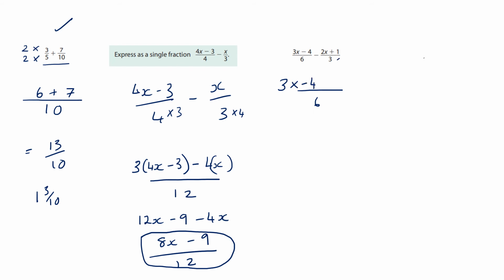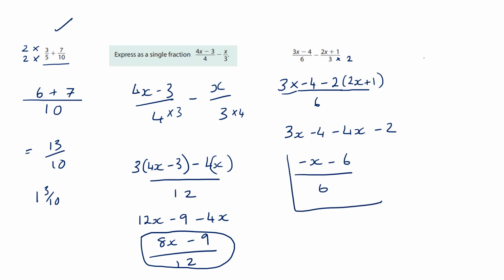With this one, to turn thirds into sixths, we have to multiply by 2, so we're going to have to multiply the top by 2 as well. So we multiply 2 by 2x plus 1. On our next line, we're going to get 3x minus 4 minus 4x minus 2. I'm going to tidy them up. So 3x minus 4x is minus x, minus 4 minus 2 is minus 6, and that's all over 6. So that's my answer there.